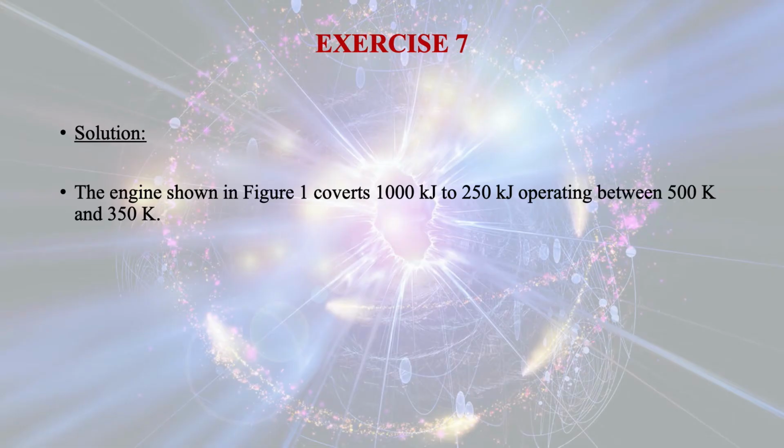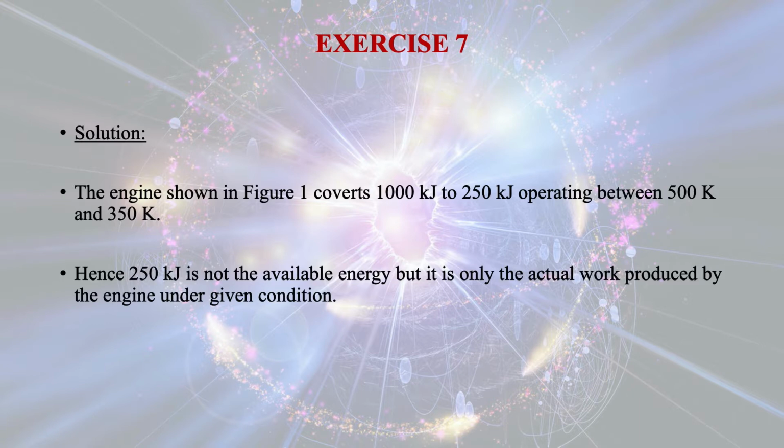So the engine shown in figure 1 converts 1000 kilojoule to 250 kilojoule operating between 500 Kelvin and 350 Kelvin. Hence 250 kilojoule is not the available energy. Available energy as per the calculations should be 400 kilojoule, but 250 is only the actual work produced by the engine under the given conditions.